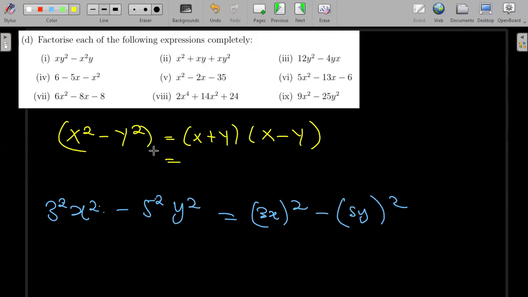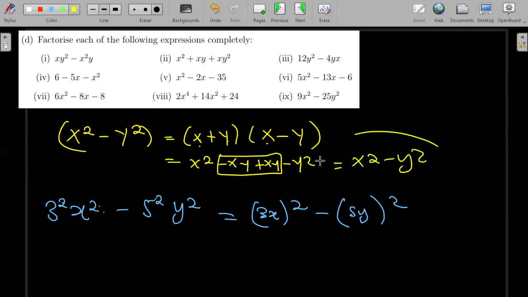So let's try to expand to see if it will give us this one. x multiplied by x, I get x squared. x multiplied by minus y, I get minus xy. And then y multiplied by x, I get plus xy, and then y multiplied by minus y, I get minus y squared. So we see that these terms here cancel out. So what I'm just going to remain with is x squared minus y squared. So we call this the difference of two squares.